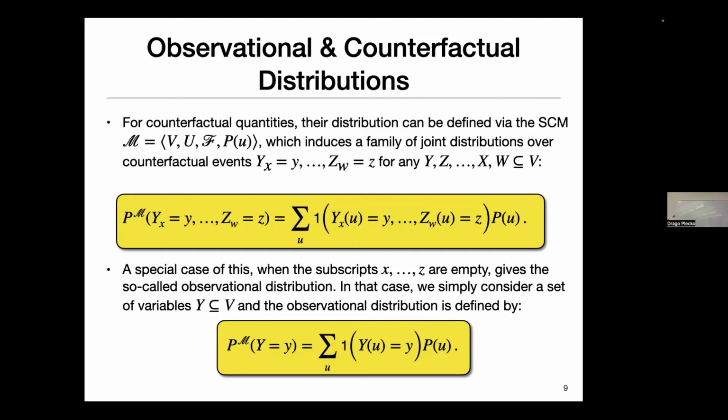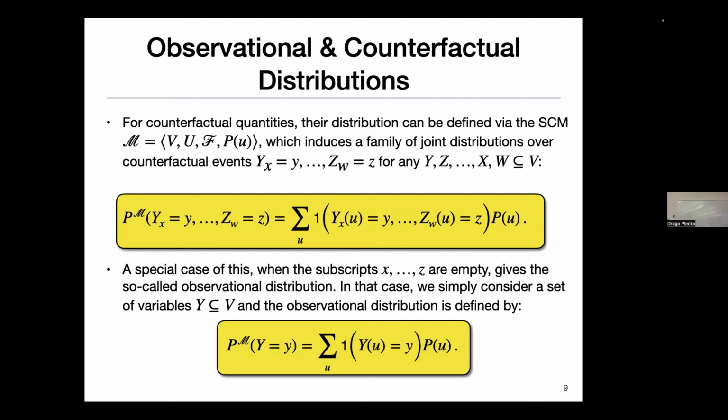Is it compatible with this first event? And then we do the same process until the end. We want to see whether this unit is compatible with this potential outcome Z sub W being equal to little z. And in the end, we just add up all the probability. So all of the probability mass associated with each of the units that is compatible with these potential outcomes is added up. In this way, the SCM introduces a probability distribution over the counterfactuals.